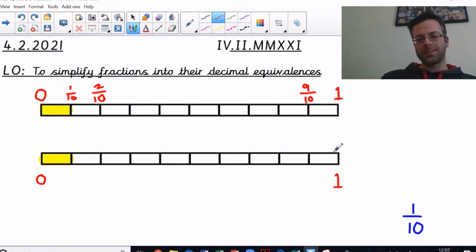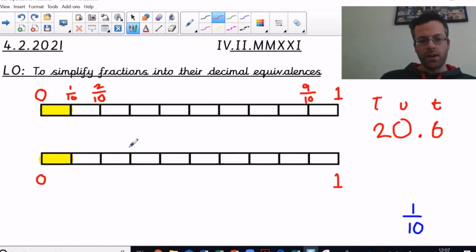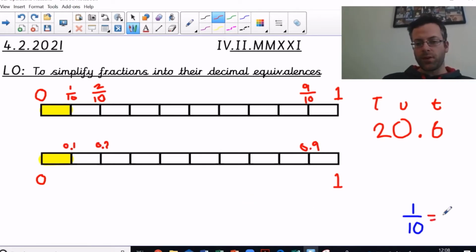Now, when we separate this into decimals, hopefully you will know that if I had the number 20, this is the tens column. This is the units or the ones column. And then after this, we have the tenths column because we split everything. Everything here is 10 times smaller than that. So here we have 0.1, 0.2, and so on and so forth. 0.9 is up here. And hopefully you can see that 1/10 as a fraction is the same as 0.1. So our first important fact to remember is that 1/10 is 0.1.